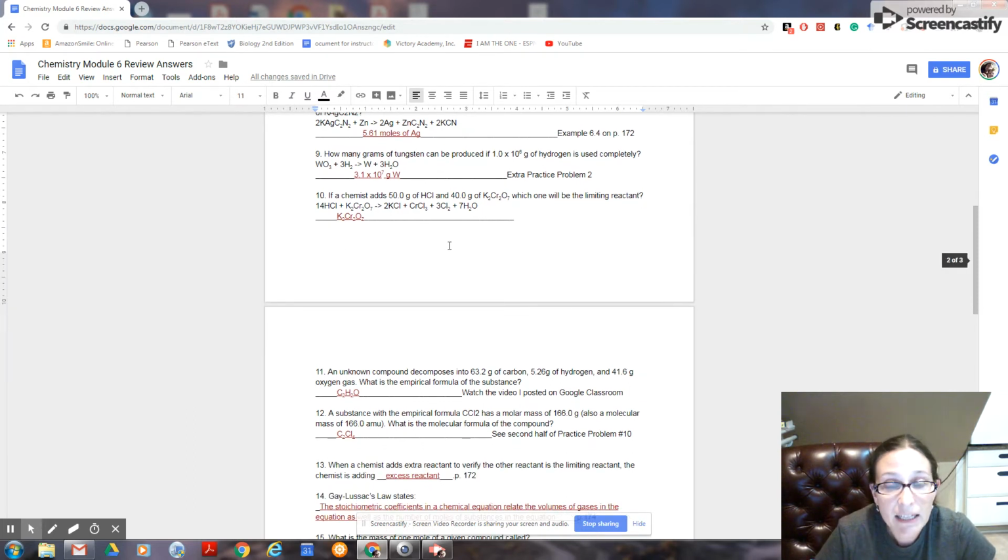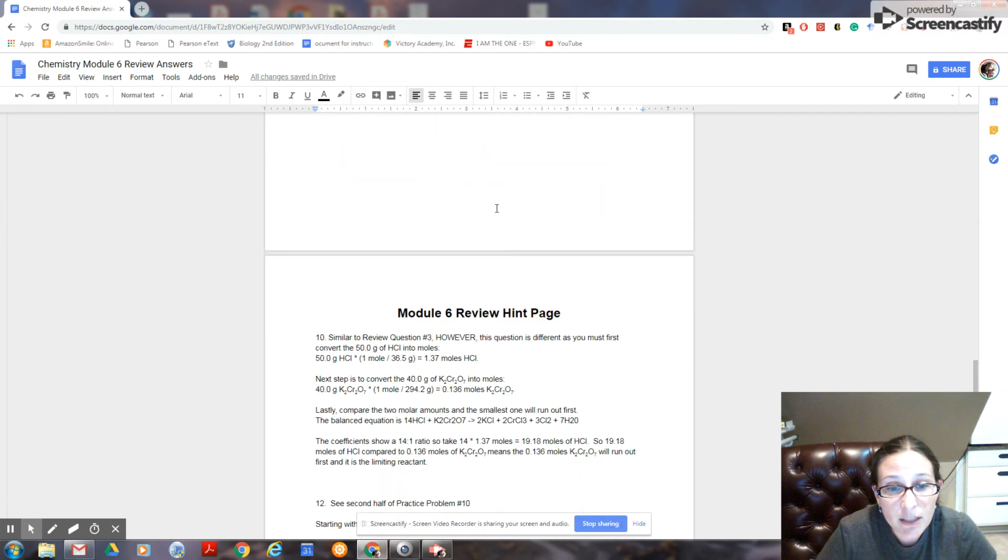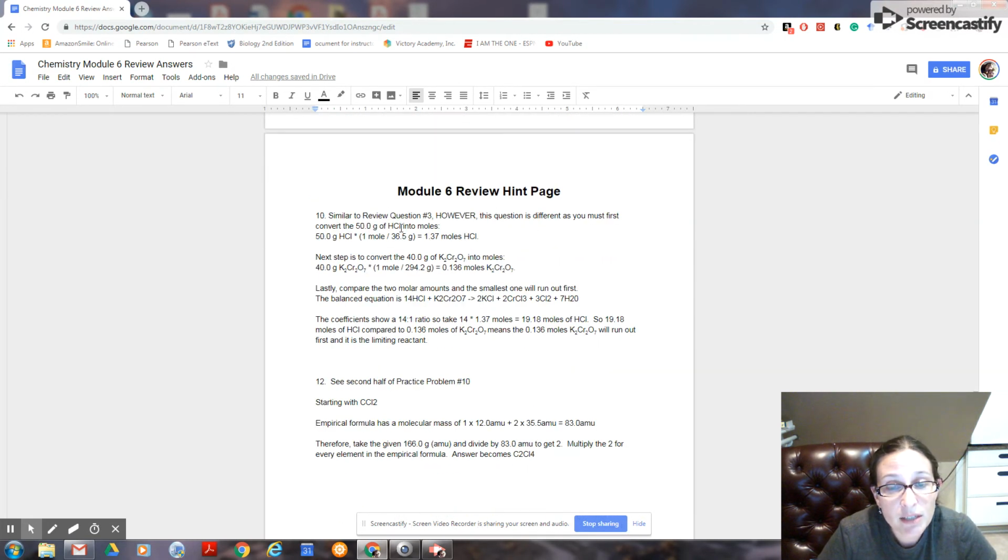Number 10, I worked that one out down below. Let me just read the question real quick. If a chemist adds 50 grams of HCl and 40 grams of K2Cr2O7, we need to find the limiting reactant. You will see this on the test, that you have to determine which one is the limiting reactant. There is a balanced equation here. So let me scroll down and I'm going to show you. This is similar to review question number 3.